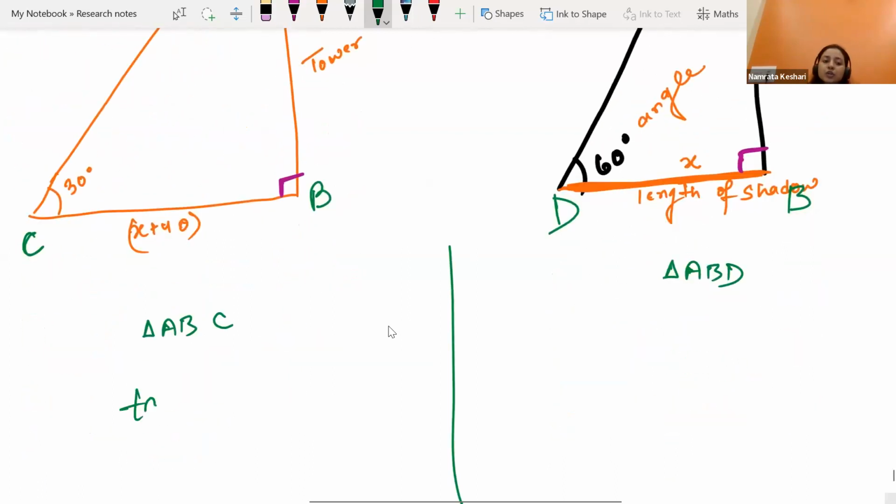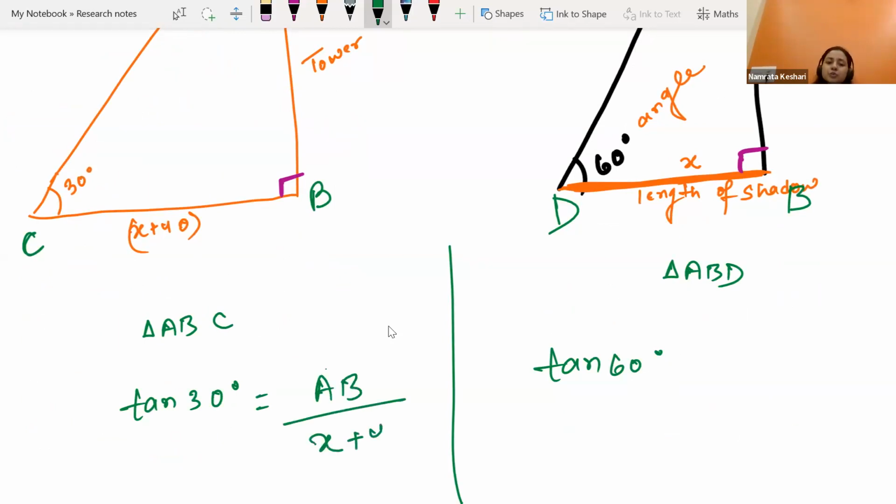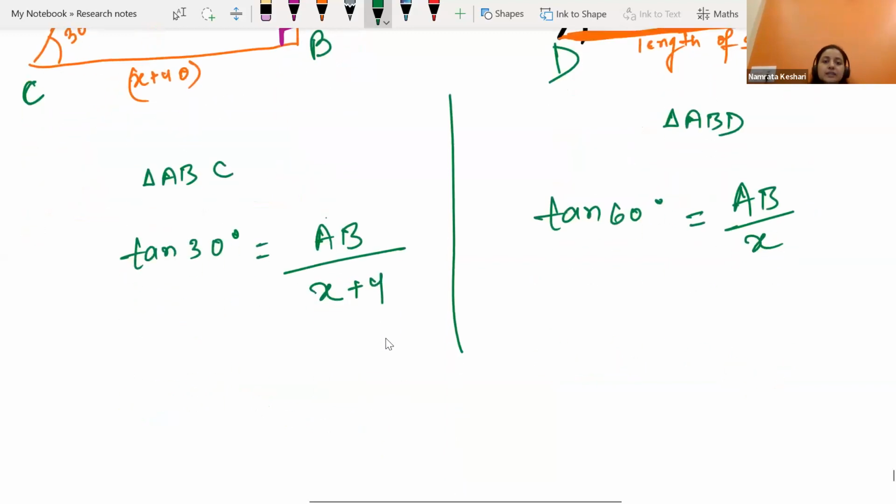Again, you can find one of them is having tan 30, another is having tan 60. Again, you will find that opposite over adjacent, or perpendicular upon base. Perpendicular, that is AB, we don't know. Base also we don't know, but in terms of x we are having it, it's fine. So AB over x. Any confusion so far? No, ma'am. Let's continue.